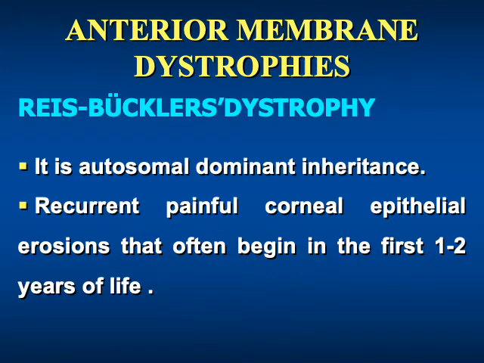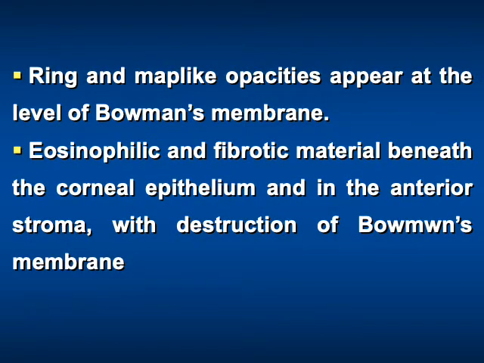Anterior membrane dystrophies, as in Reis-Bücklers dystrophy. It is an autosomal dominant inheritance, with recurrent painful corneal epithelial erosion that often begins in the first 1 or 2 years of life. There may also be ring or map-like opacities appearing at the level of the Bowman membrane, with eosinophilic and fibrotic material beneath the corneal epithelium and anterior stroma, with destruction of the Bowman membrane.